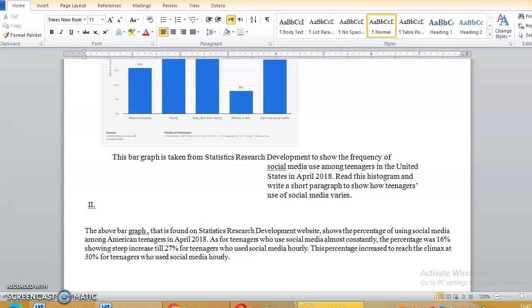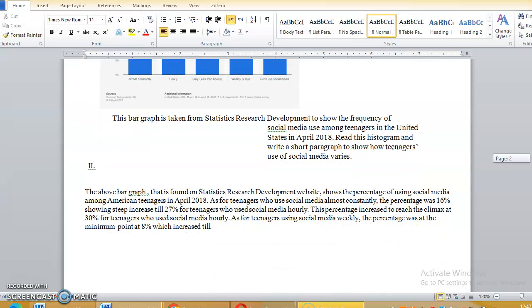Okay, as for teenagers using social media weekly, the percentage was at the minimum point at 8%, which increased till, let me check the number, 19% for teenagers who didn't use social media at all.